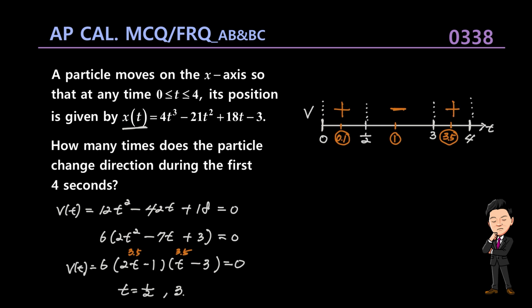So far, so good. So the velocity changes its direction when t is equal to 1/2, right? The sign of the velocity changes from positive to negative. Also at time t equal to 3, because the sign of the velocity changes from negative to positive at this time. So the answer is how many times? The question is how many times, right? So we can say twice, right?